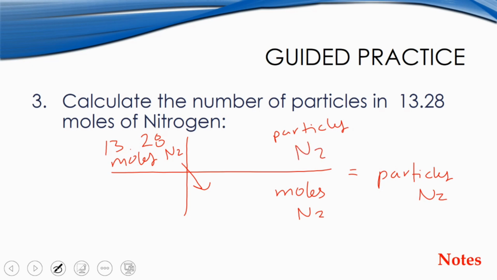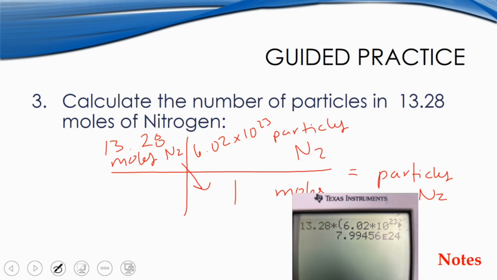And again, this is a one-step problem. I promise it won't be this easy. So then we look at the relationships. For every 1 mole, we have 6.02 times 10 to the power of 23 particles. So on the calculator, we will put this in. We would multiply the top, divide by the bottom, and when we do that, we would end up with 7.995 times 10 to the power of 24. We are rounding to 3 decimal places, and we won't do that until the very end. So this is our last answer.